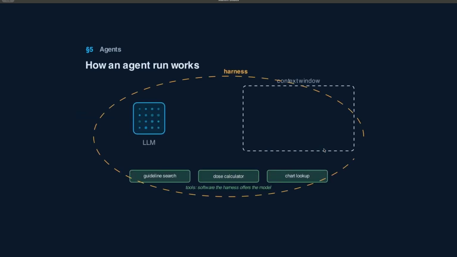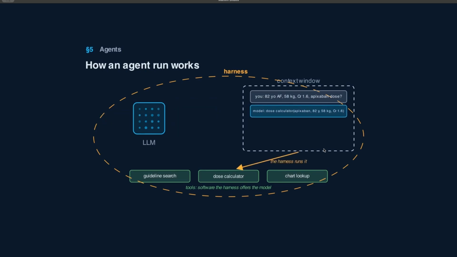Once again, here is another illustration showing that the harness wraps everything. There's the large language model, the context window, and some tools, and everything runs in a loop. You ask the question, it gets injected into the context window. The large language model reads the context window. So it now wants to use a dose calculator. So the calculator is now called.